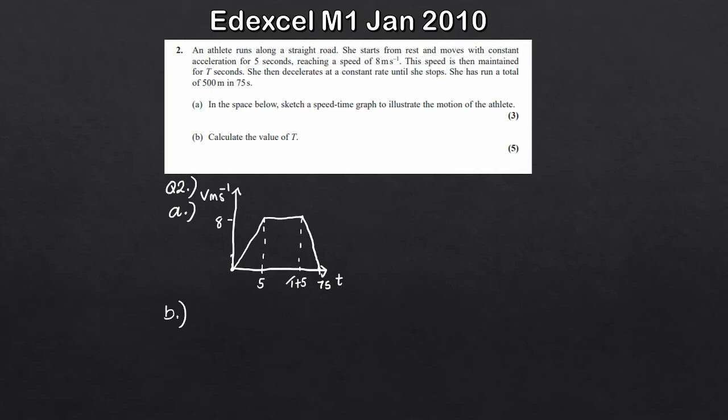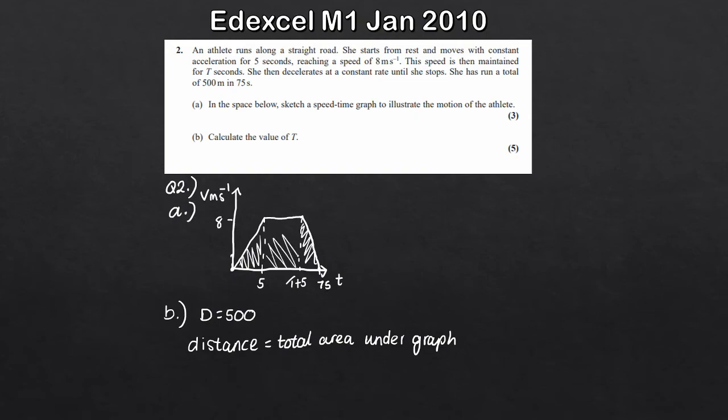The key idea here, again, is we're given the total distance that she's run. So the distance d is 500 meters, and we know that distance is equal to the total area under the graph. In that case, we can work out the value of t. So how do we do that? Well, I want to work out the area of this right angle triangle here, and then the area of this rectangle here.